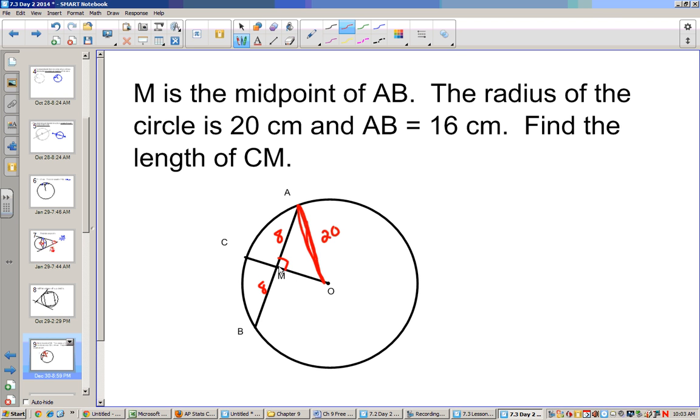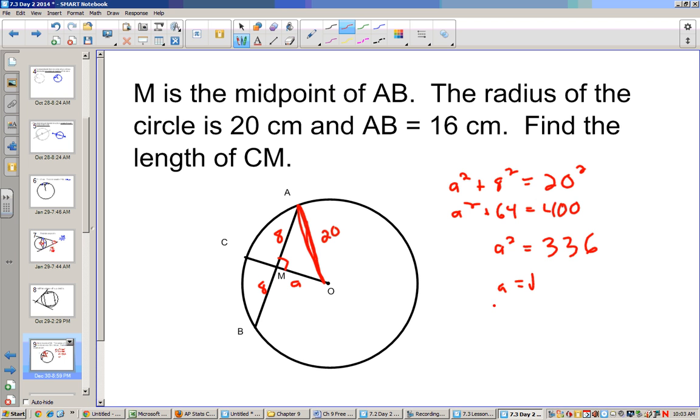So we can use the Pythagorean theorem to find this because this is a right triangle. Let's call this a. And we know in a triangle a squared plus b squared, which is now 8 squared, is equal to 20 squared. So a squared plus 64 is going to be 400. Now we subtract 64 from both sides, and 336 is going to be a squared. So now I take the square root of both sides. The square root of 336 is 18.3. So 18.3 is going to be this whole distance.